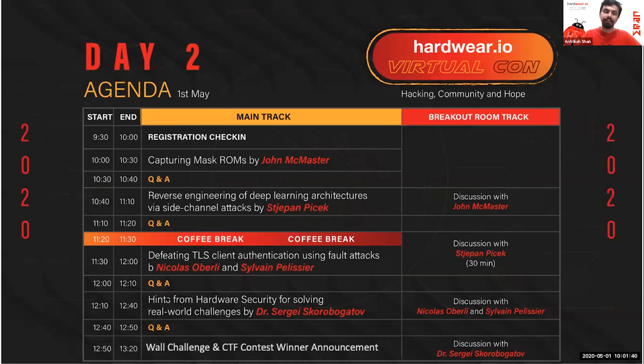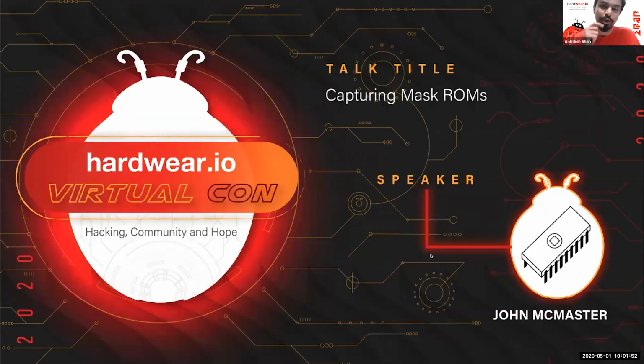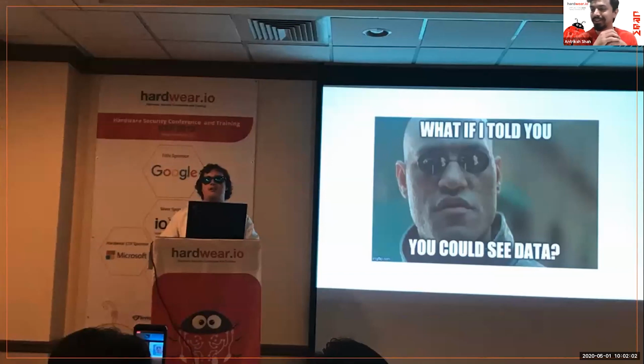First talk for the day is Capturing Mask ROM by John McMaster. I do call him a hidden gem in the hardware security space. And if you all ever get to meet him, definitely buy him a hot chocolate so that he's much more motivated to show you his fancy lab in the garage. I have a small picture of John from last year where he was in his lab coat presenting the talk. And I hope he keeps the trend of wearing a costume for his talk today as well. John, the stage is yours.